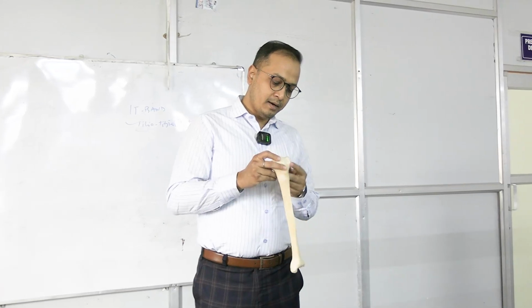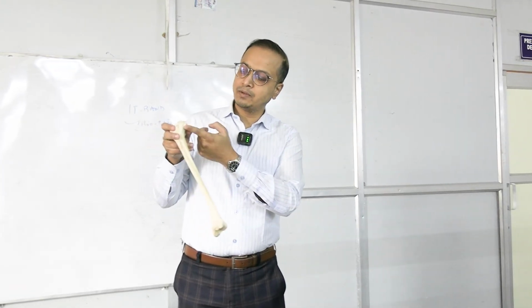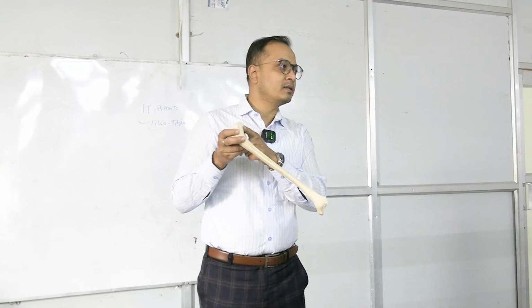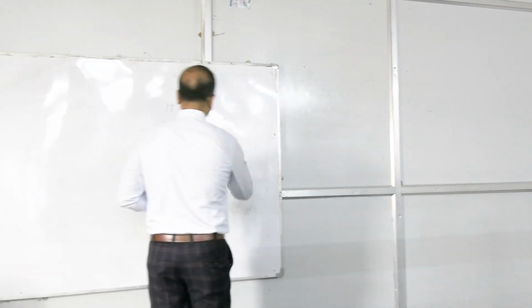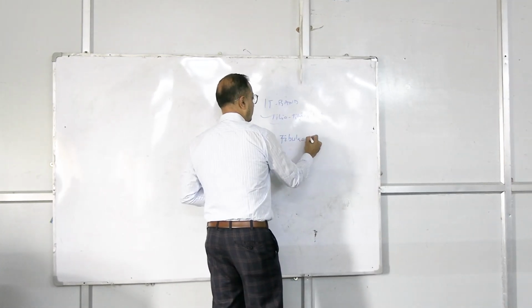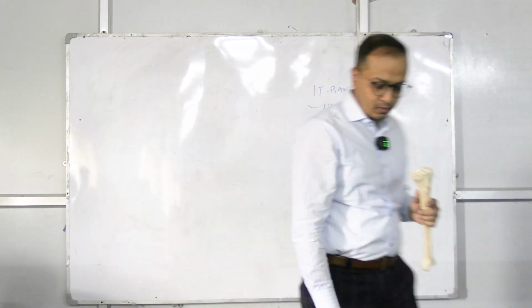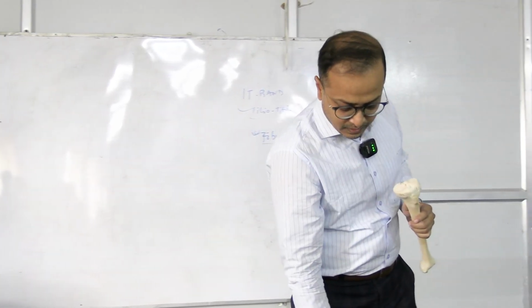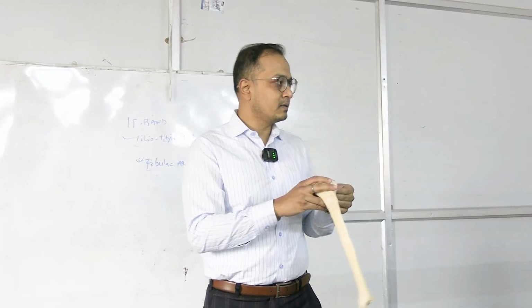Then on the underside of the lateral condyle, on its under surface, you will see another facet. This facet is for the attachment of the fibula. The joint which is made here between the fibula and the tibia, we call the fibular facet, which is present on the underside of the lateral side.